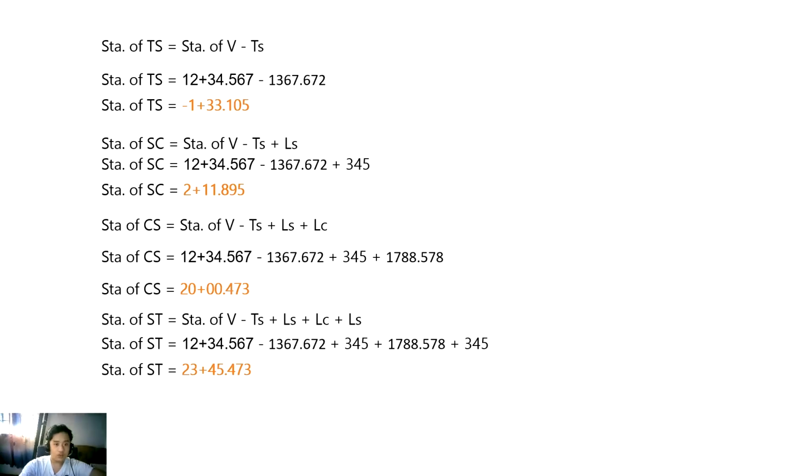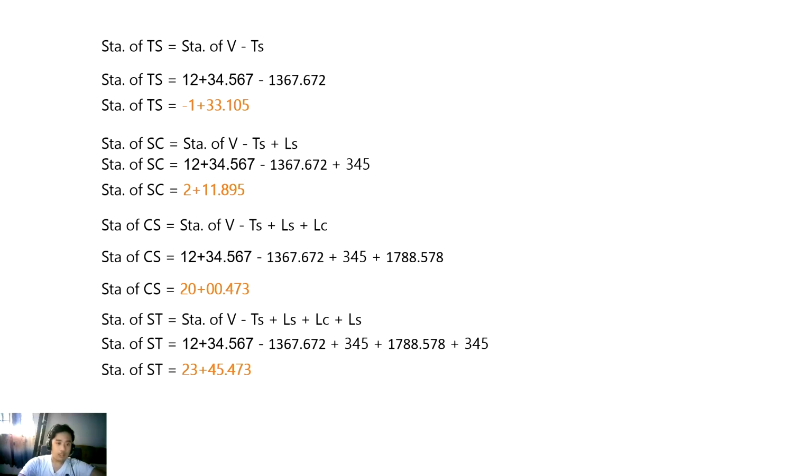Take note na yung TS na nasa ito at ito ay magkaiba. So, ang TS na gamit natin sa pag-solve is yun yung tangent distance. Tapos, yung hinahanap natin na station is station from tangent to spiral naman. So, hindi sila same. So, ayun, move on sa next na station. Station of SC or spiral to curve.